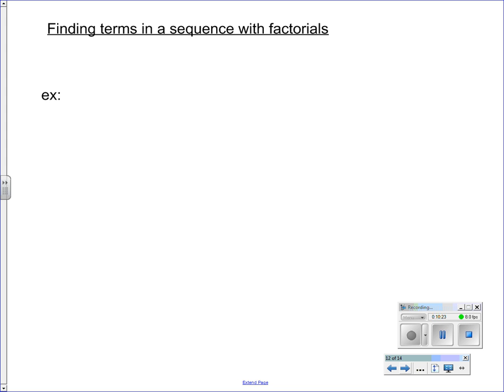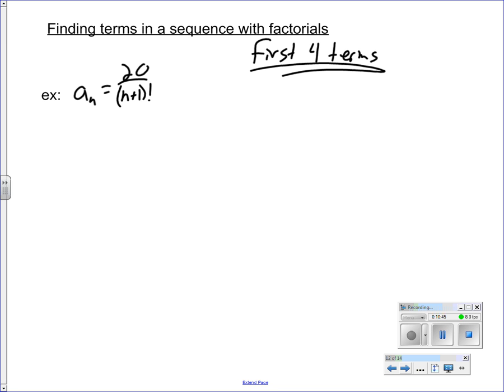So do one more of these, and that's going to be it for this video. So another sequence using factorials. Say we have 20 over n plus 1 factorial. Right, and again, we want to find the first 4 terms. So we'll start with our first term, a1, plugging in 1. So that'd be 20 over 1 plus 1 factorial, 20 over 2 factorial. 2 factorial is just 2 times 1, or 2, so we get 10.